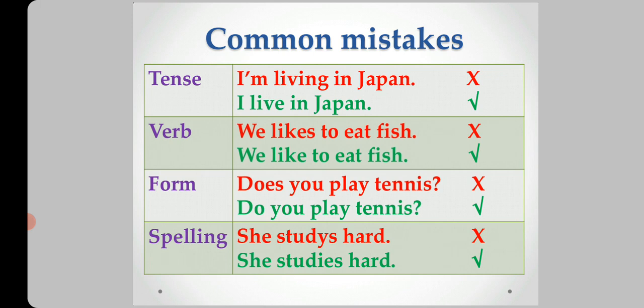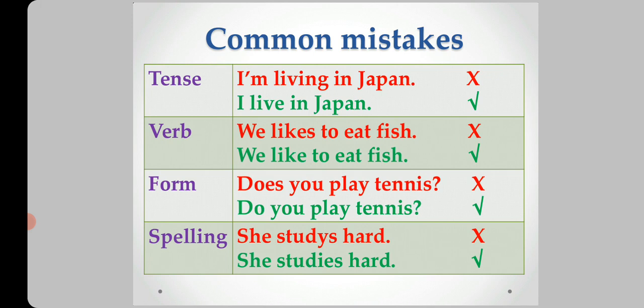Also, we have common mistakes in this tense. Number one, in the tense, I'm living in Japan. So we can't say I'm living in Japan because I talk about a permanent situation. I live in Japan. This is the true sentence.